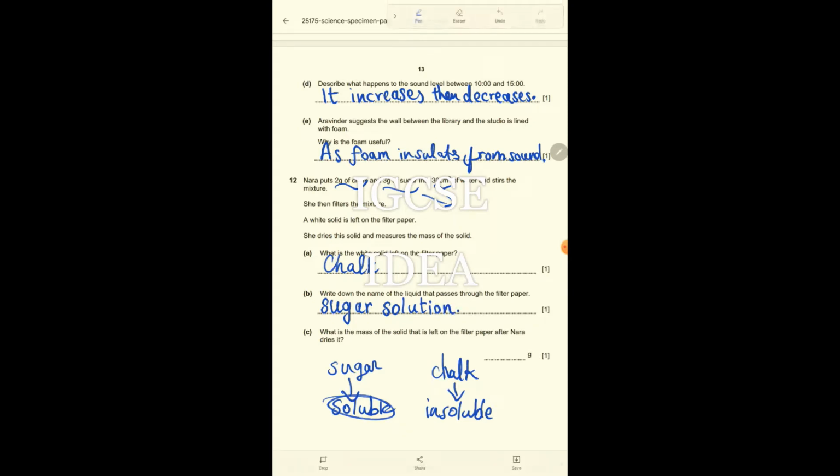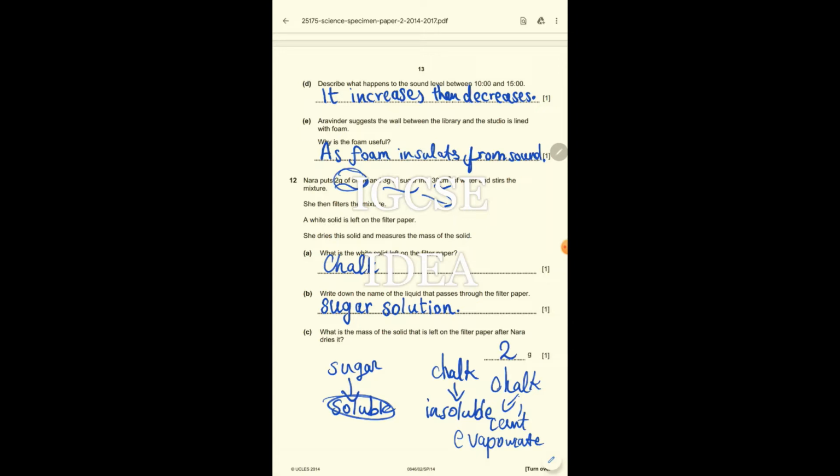The last one. What is the mass of the solid that is left on the filter paper after Nara dries it? Since chalk can't evaporate, another property of chalk is it can't evaporate. So it'll be the same mass which is given in the question, 2 grams.